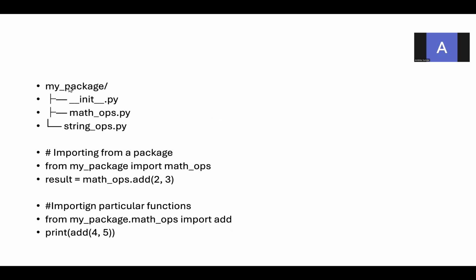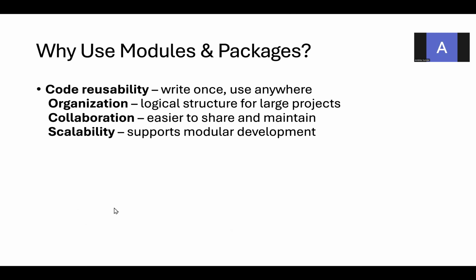So the package is nothing but the folder which has the first file as __init__.py followed by the Python files. Create another Python file, write the statement from my package import this module, and the result is equal to this module dot function with particular values. I am repeating the same example so that you understand the structure of the package and the module.